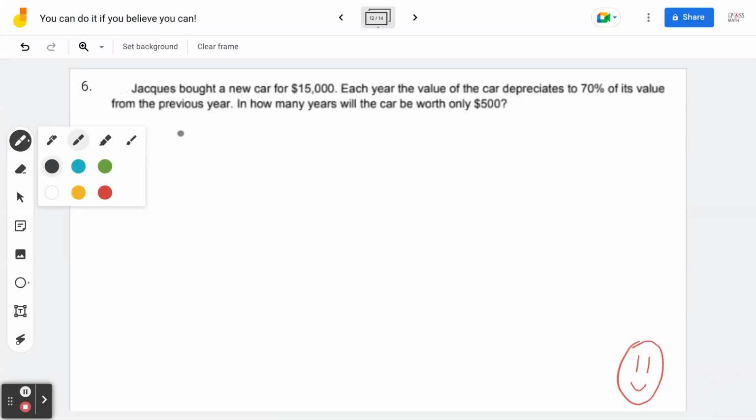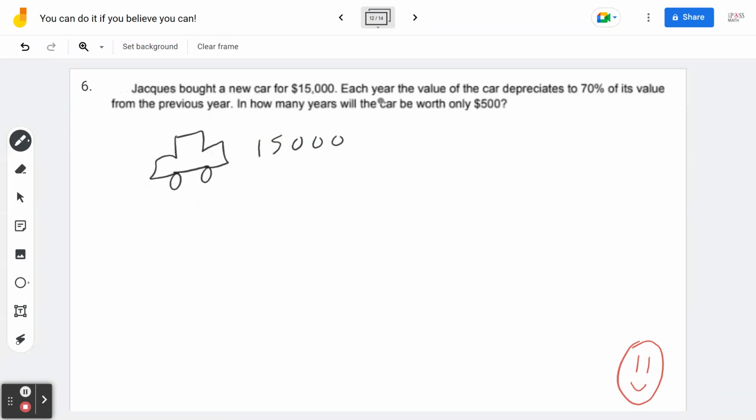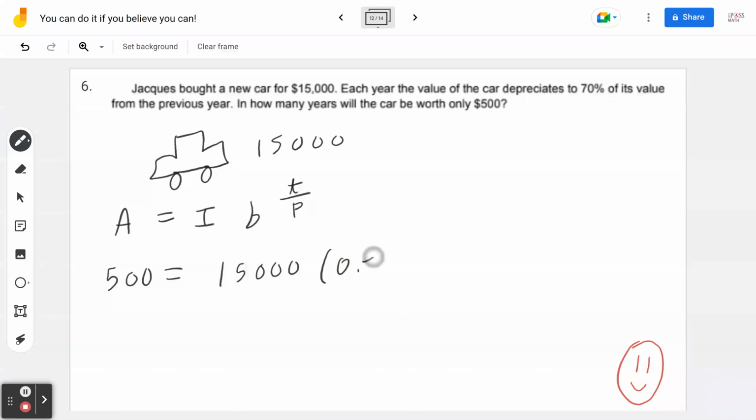So if you look at the given, again, you can say the following. There's a car, and it's $15,000. It depreciates by 70%. So again, you can say A equals I times B to the power of T divided by P. And it says how many years would the car be worth only 500? So the future amount is going to be 500. The car was purchased at 15,000. Since it depreciates, each year the value of the car depreciates to 70% of its value. So it's going to be 0.7 to the power of, and you want to find time. So it's going to be like that.